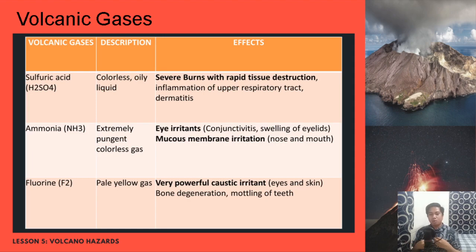Next, we have your ammonia. Again, with ammonia, there is the presence of a pungent, colorless gas. Pungent meaning a strong odor. So it may lead to eye irritation and mucous membrane irritation. In mucous membrane irritation, there is a possibility of redness and formation of blisters. It peels on the inside.